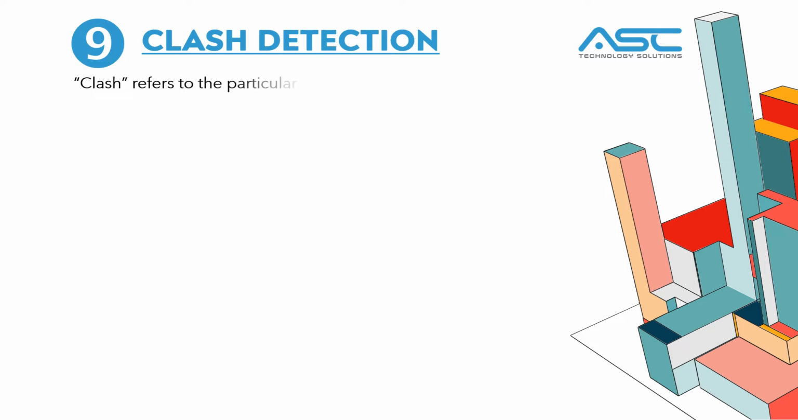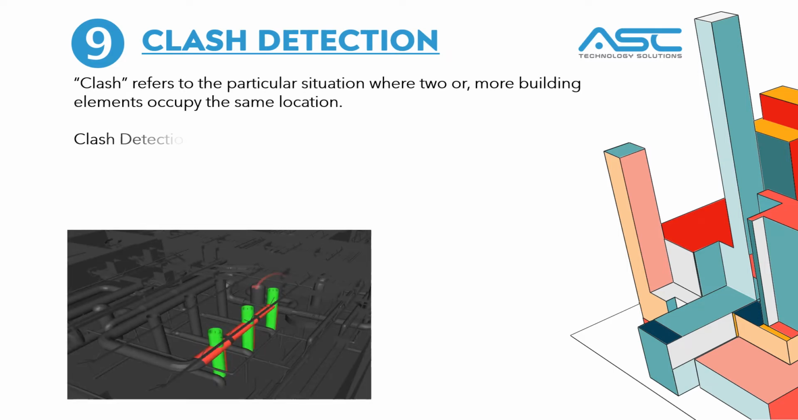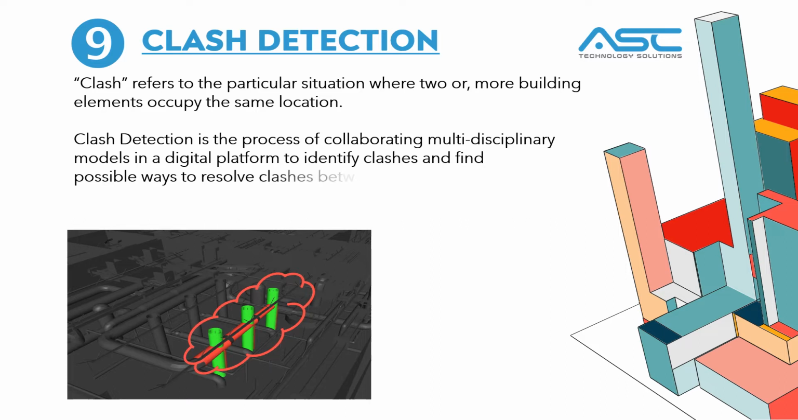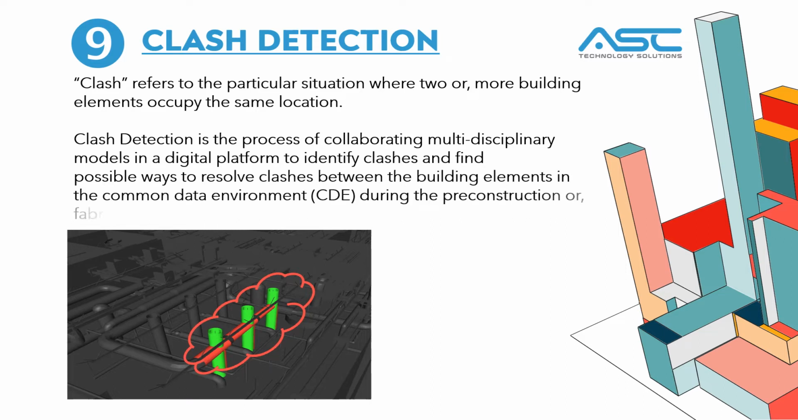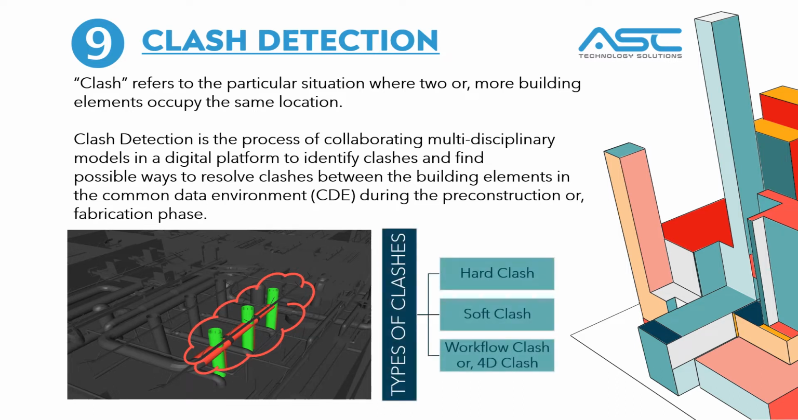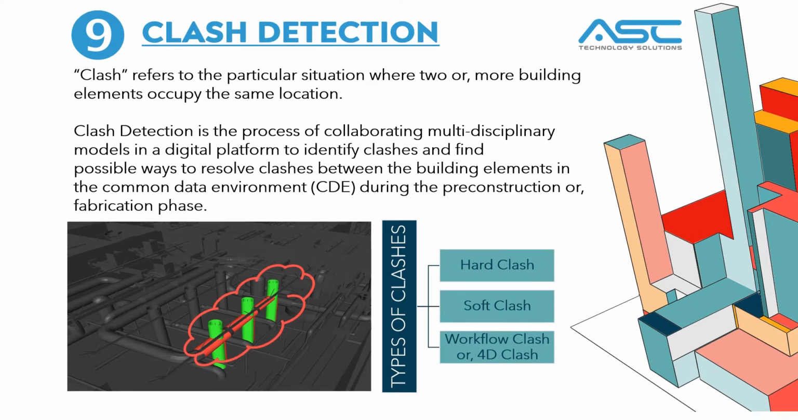9. Clash Detection. Clash refers to the particular situation where two or more building elements occupy the same location. Clash detection is the process of collaborating multidisciplinary models in a digital platform to identify clashes and find possible ways to resolve clashes between the building elements in the common data environment, CDE, during the pre-construction or fabrication phase. Types of clashes: hard clash, soft clash, workflow clash, or 4D clash.